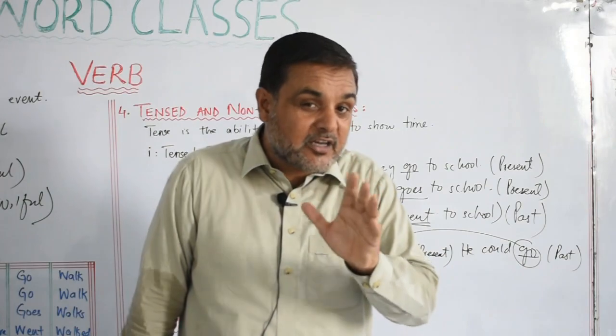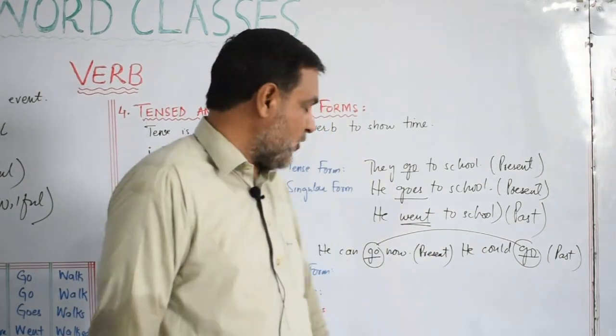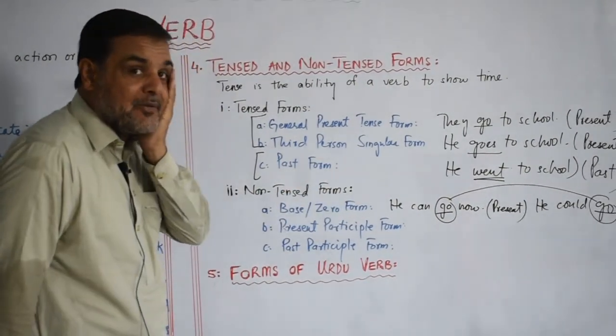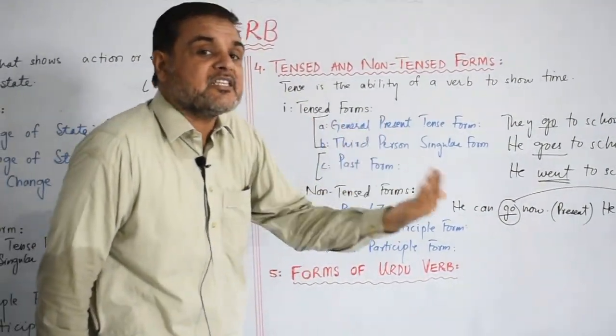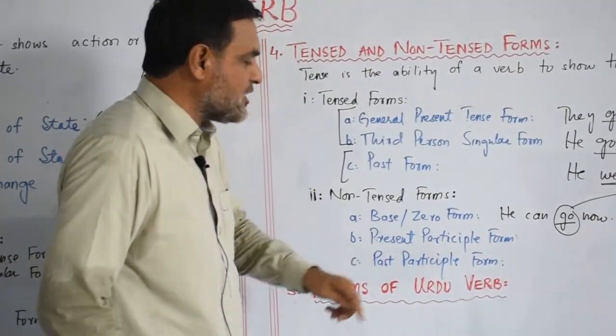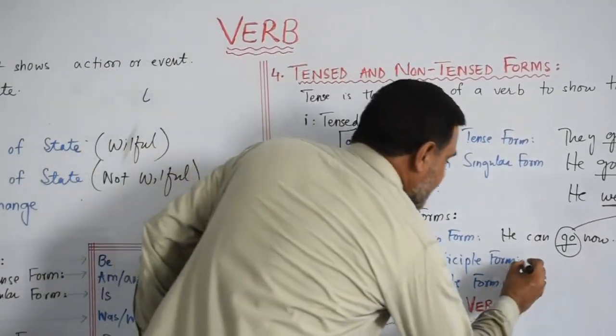I hope you are getting my point. That's why base or zero form of the verb is called non-tensed form, because it does not show time. Present participle form, let's talk about that.